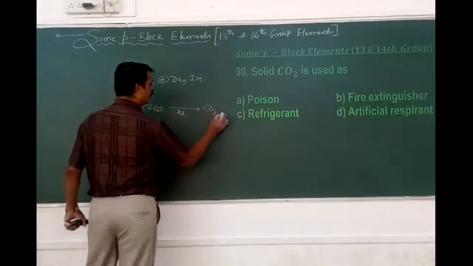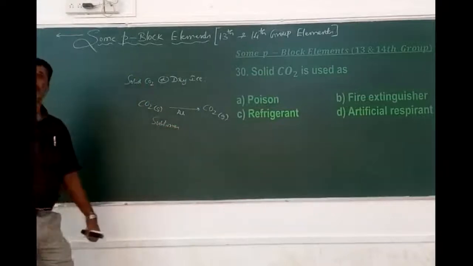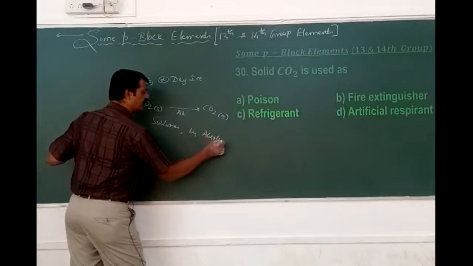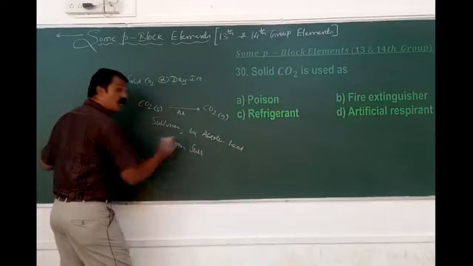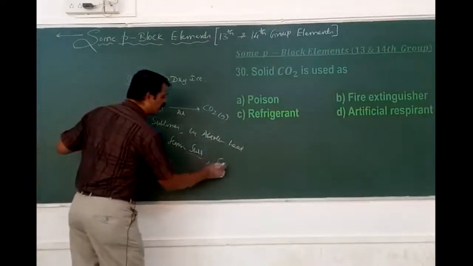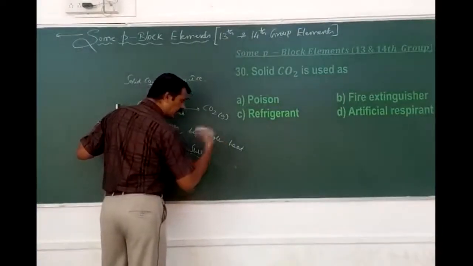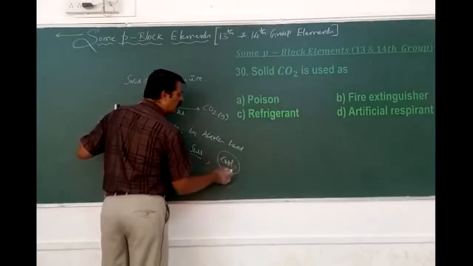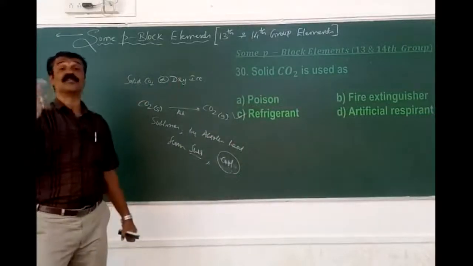It is directly converted to gas. Means it sublimes. How does it sublime? By absorbing the heat. Absorbing the what? Heat. From which one? Surroundings. What happens when it absorbs the heat from the surroundings? The absorption of heat causes cooling, that is why it is used as which one? The refrigerant. Means it directly converts from what state to what state?